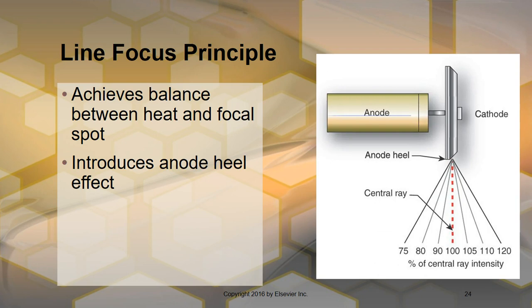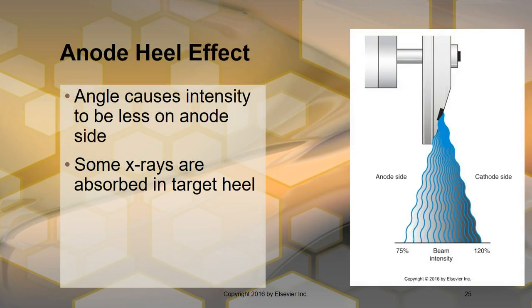Now I've got a couple more images to show you that a little better. So here is the cathode side over here, and it's sending electrons. And every time it hits, they are supposed to come right down. But the beam intensity differs because more of the electrons hit on the cathode side. Look how many more electrons come out. We have 120%, whereas on the anode it's only 75%. And that's because they're absorbed in the target heel.